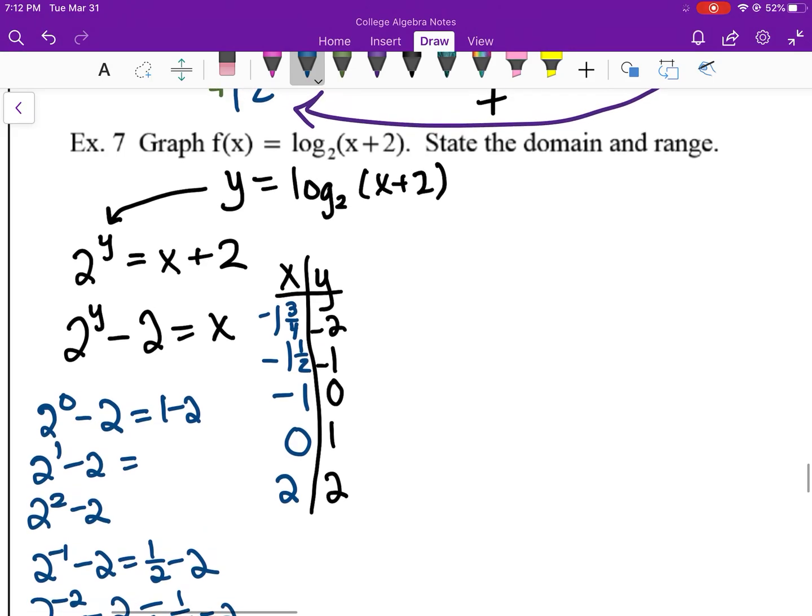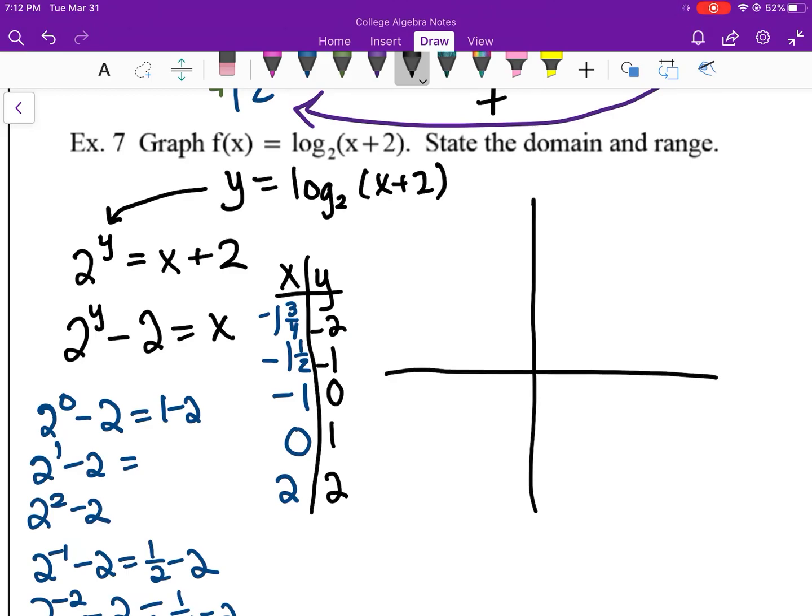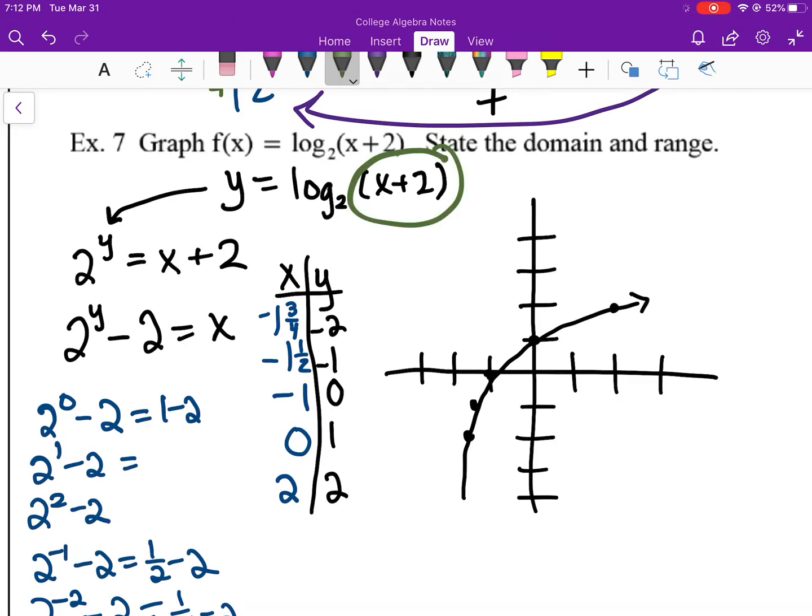Okay, now we're going to graph. Okay, so somewhere there. All right, now what I have, this right here produces a vertical asymptote at x equals negative 2.